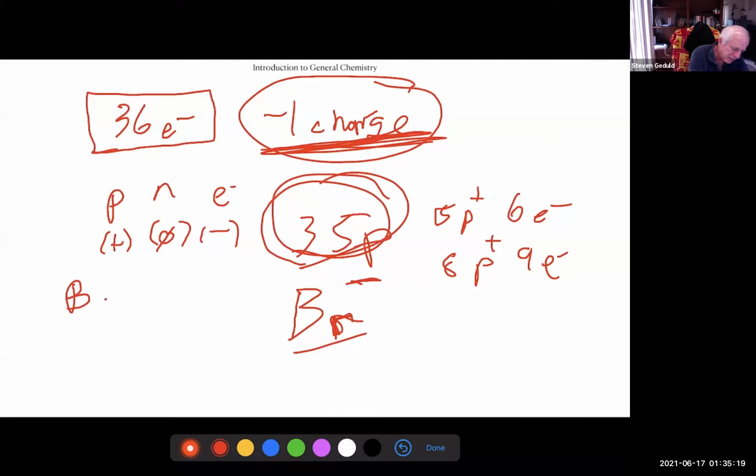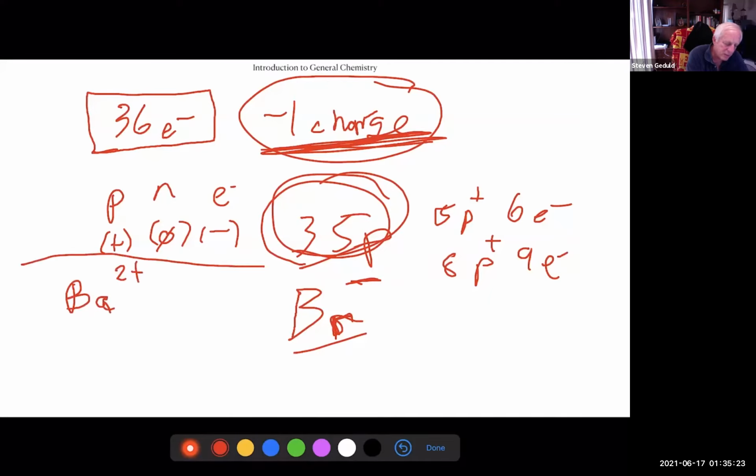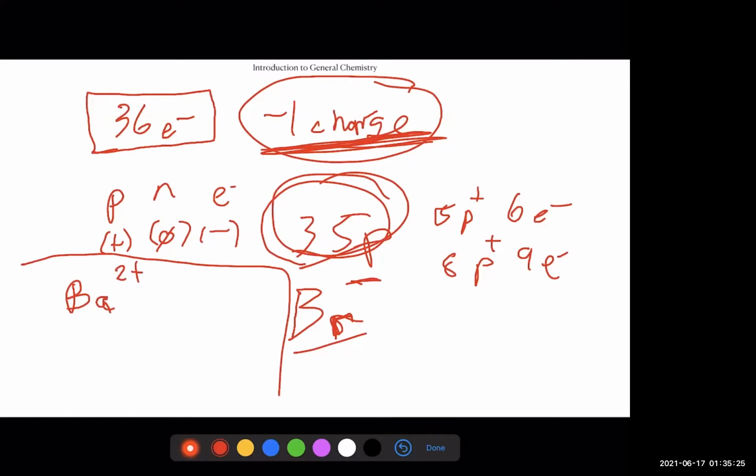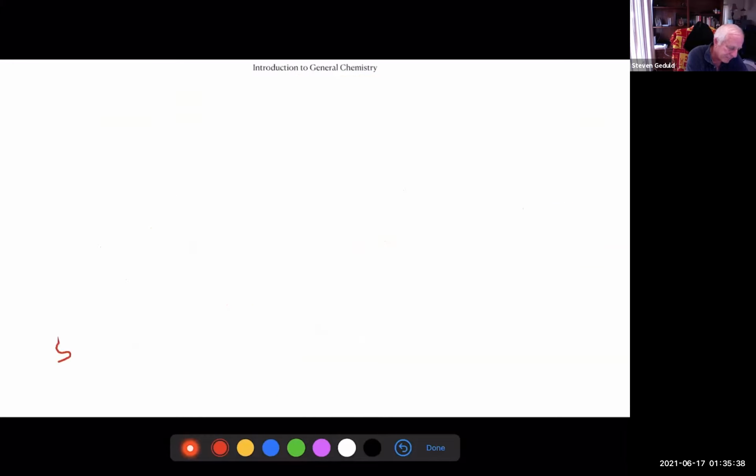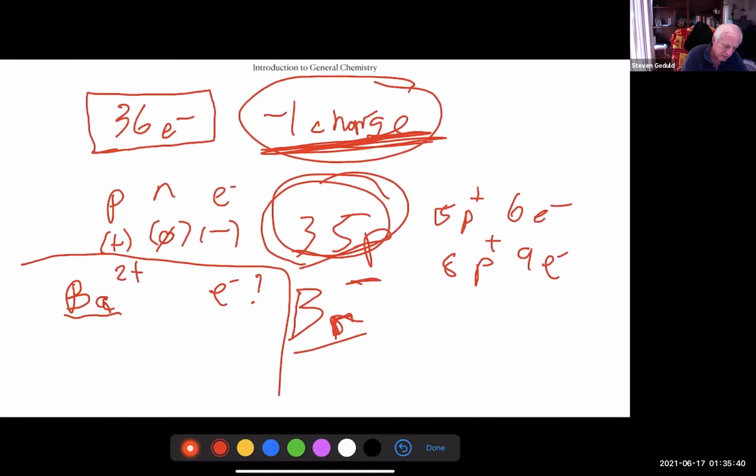Okay, Ba 2+. What is it asking? How many total electrons? Okay, so look at Ba on the periodic table. That's barium. Barium is number 56. There you go. So there's 56 protons.